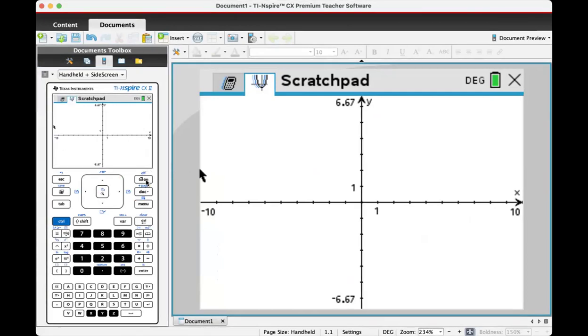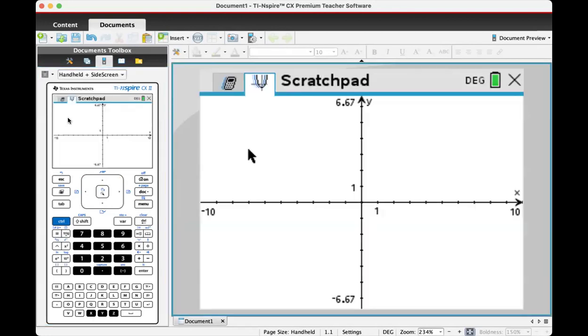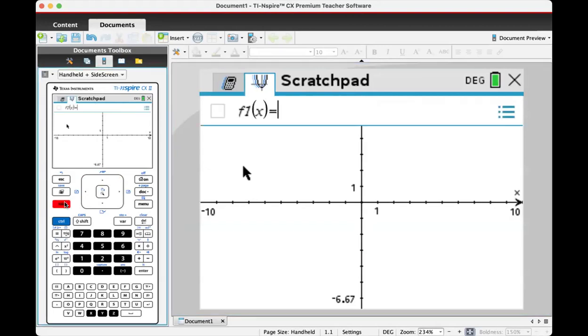Now, for graphing on the graphing calculator, you want to be on the scratch pad. You don't want to be under documents, because then you'll have a lot of graphs and a lot of documents unless you want to save it. So we start with scratch pad, graph. We go to graph, and then we want to enter the equation, so go to the Tab key. This is where our area equation is going to go.